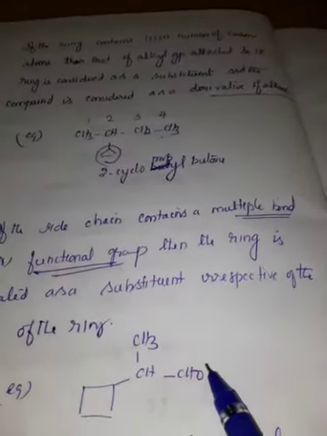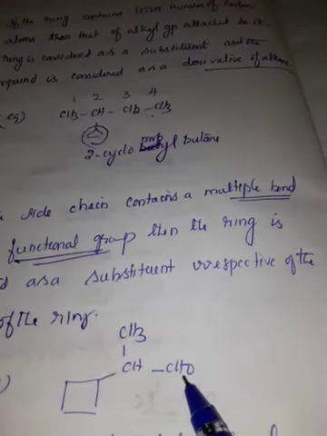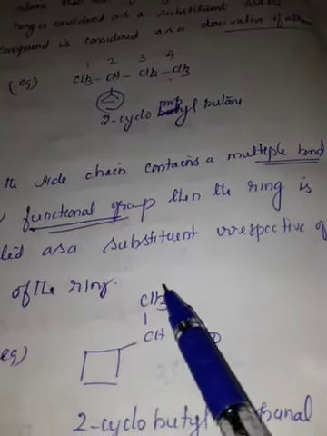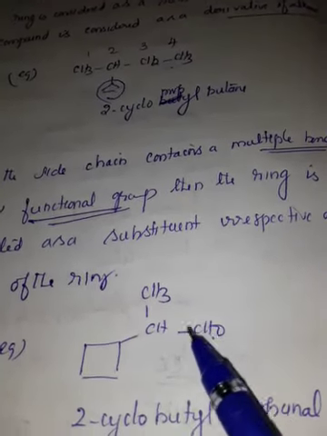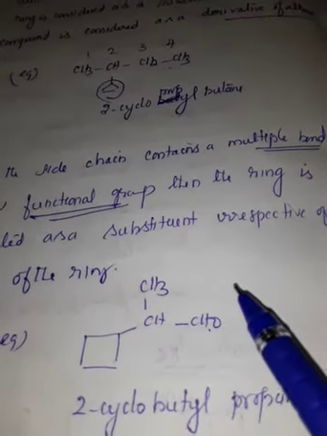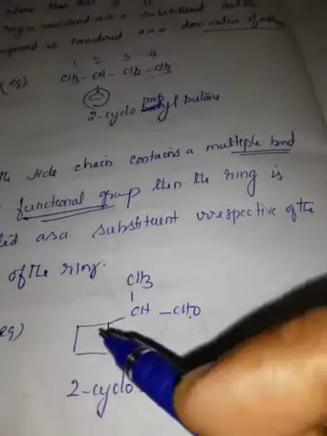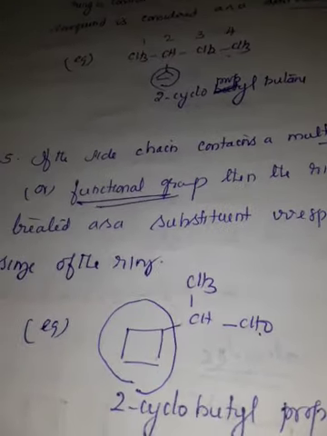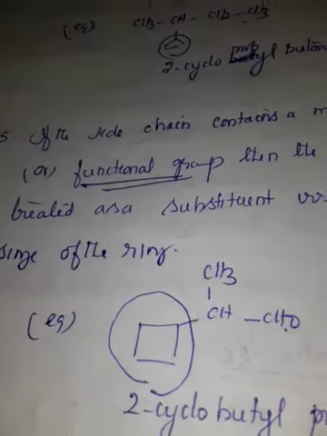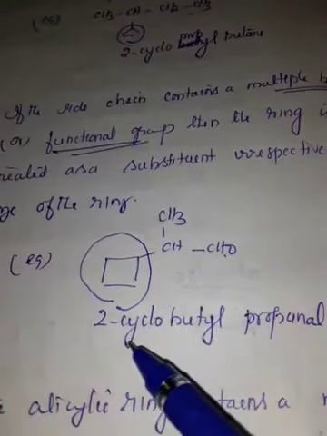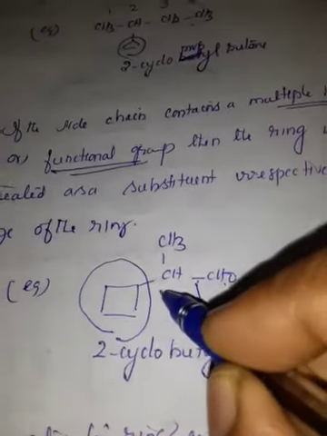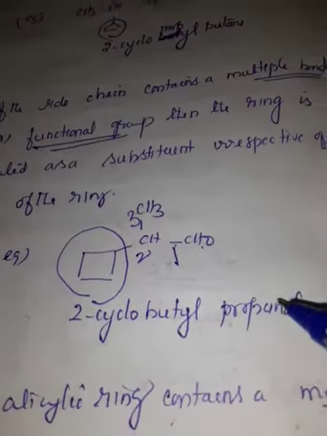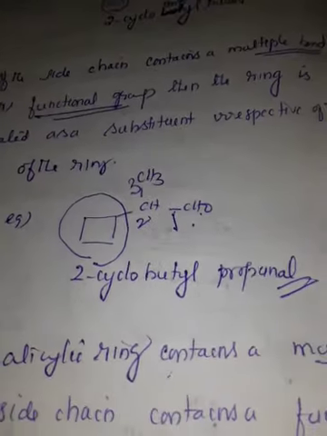The next rule. If the side chain contains a multiple bond or a functional group, maybe a double bond or a triple bond, then the ring is treated as a substituent, irrespective of the size of the ring, whether it may be lesser or greater carbon atoms. So the IUPAC name is first carbon, second, third, 2-cyclobutyl propanal. Al means aldehyde group, propanal.